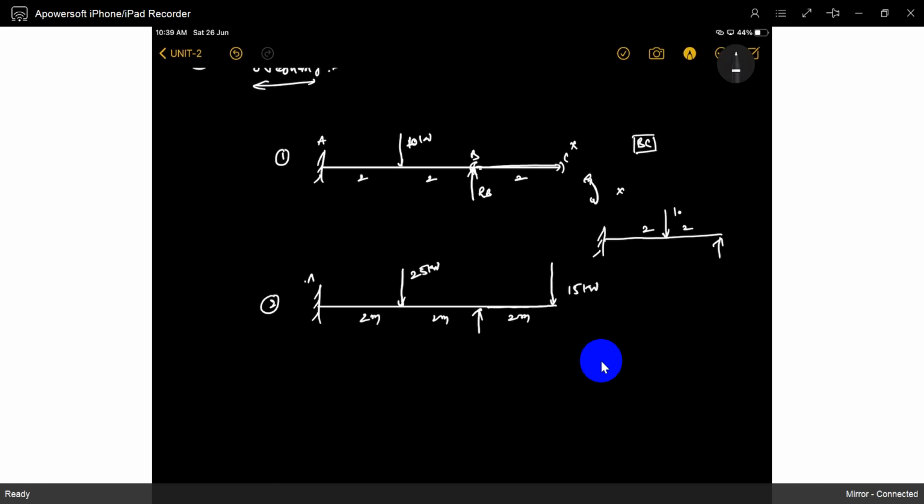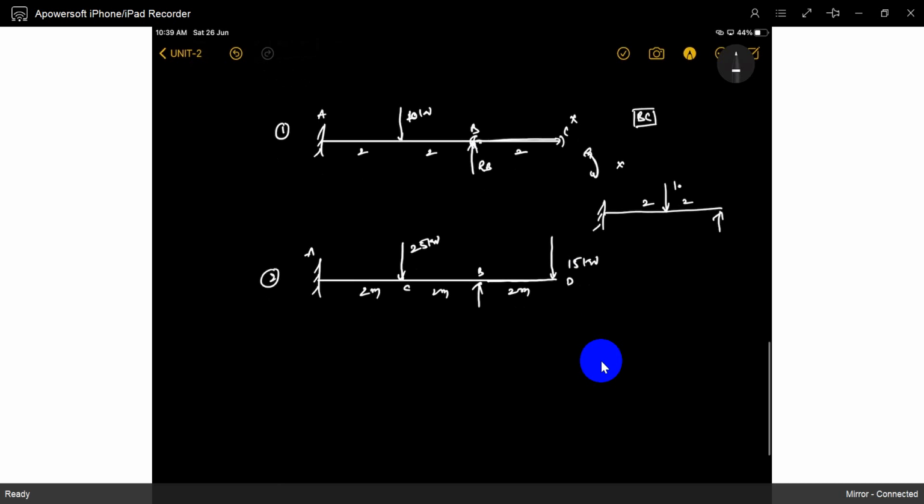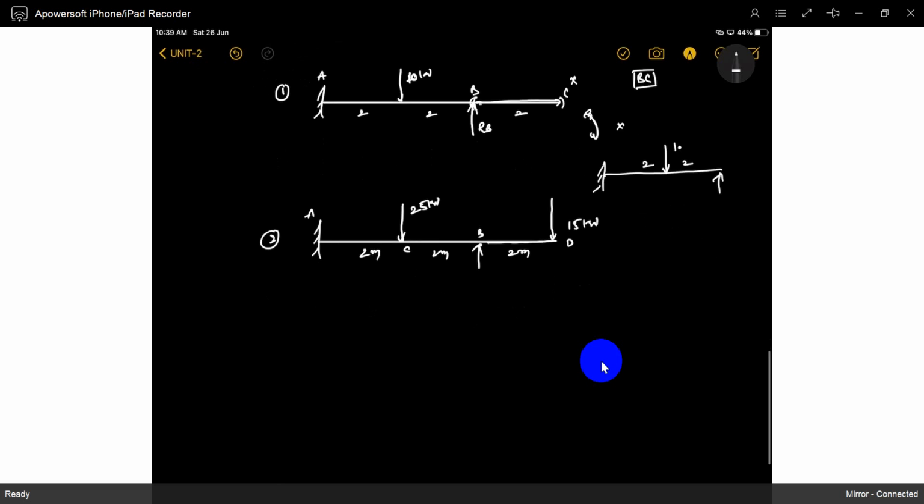So A, B, this is C, this is D, I call it. Now BD has some moment and shear, so it is a big problem. Sir, how can we solve it? Nothing more than this: first you have to identify the slope, say the deflection at B.